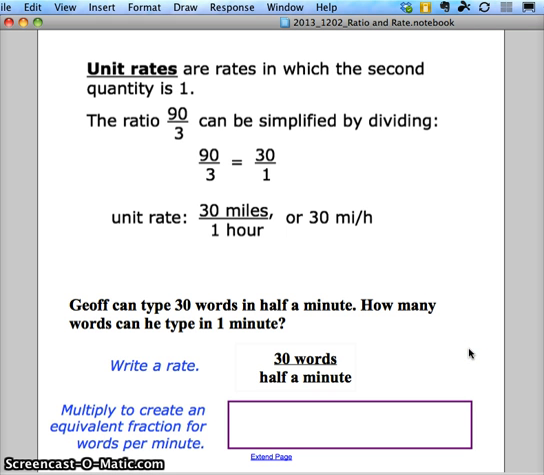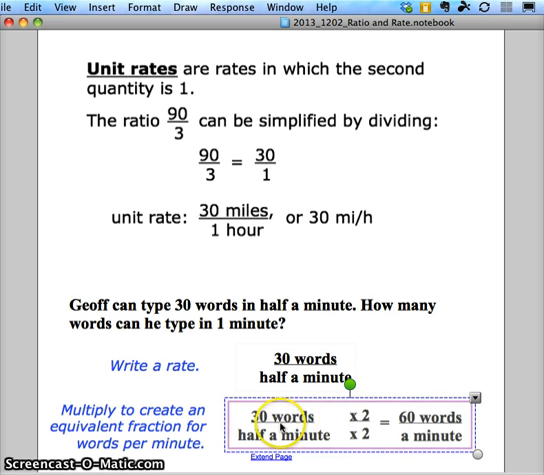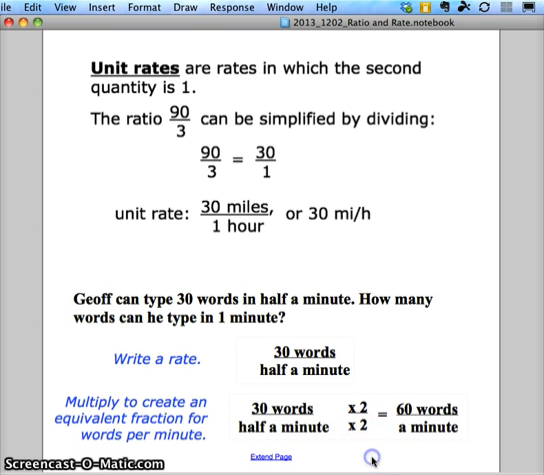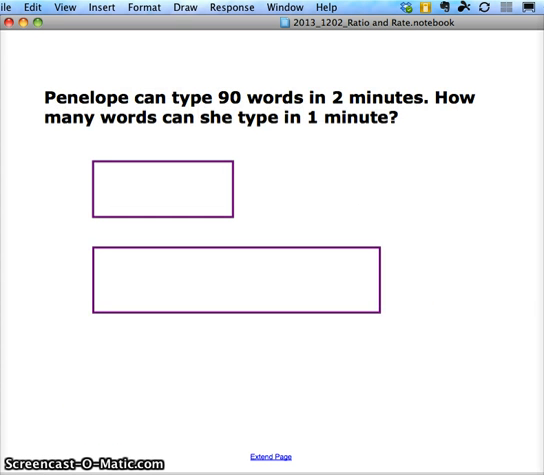Then we decide how we could create an equivalent fraction so we would know how to answer the question, how many words can he type in 1 minute? Well, in 1 minute, I would have to multiply that half a minute by 2. So half a minute times 2, 30 times 2 gives me 60 words a minute. That's a pretty good typing speed, actually. So you try it. Pause the screen and then write down your rate and check back in a second.